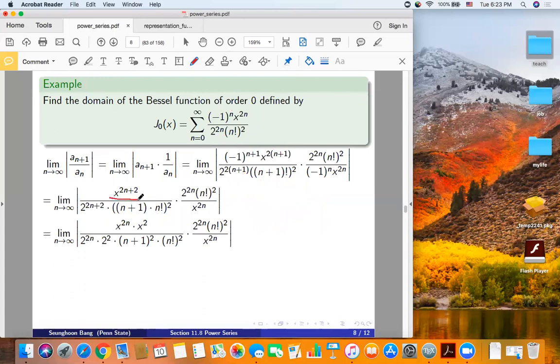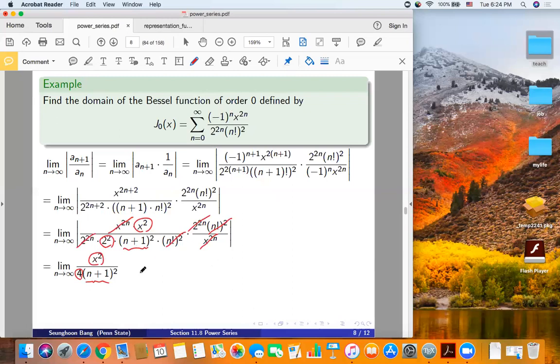The x to the 2n plus 2 is x to the 2n times x squared. The 2 to the 2n plus 2 is 2 to the 2n times 2 squared. Next, distribute: n plus 1 squared, n factorial squared, right? The next step is simplify. You cross out x to the 2n, 2 to the 2n, and n factorial squared. The remaining numerator is x squared. The 2 squared is 4. n plus 1 squared is here, like this.